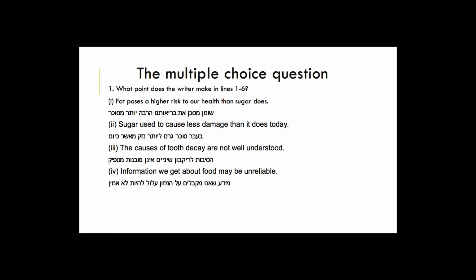Option 3. The causes of tooth decay are not well understood. הסיבות לריקבון שיניים אינן מובנות מספיק. Option 4. Information we get about food may be unreliable. מידע שאנו מקבלים על המזון עלול להיות לא אמין. Itai, can you point out the various characteristics of the false answers as I've explained? I will also give you time to think about it. Take 30 seconds.